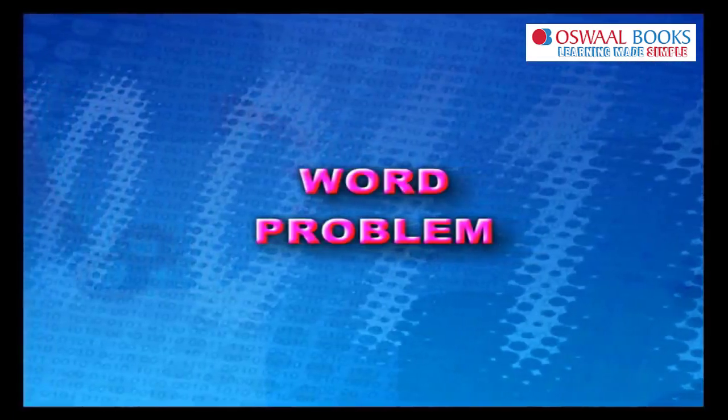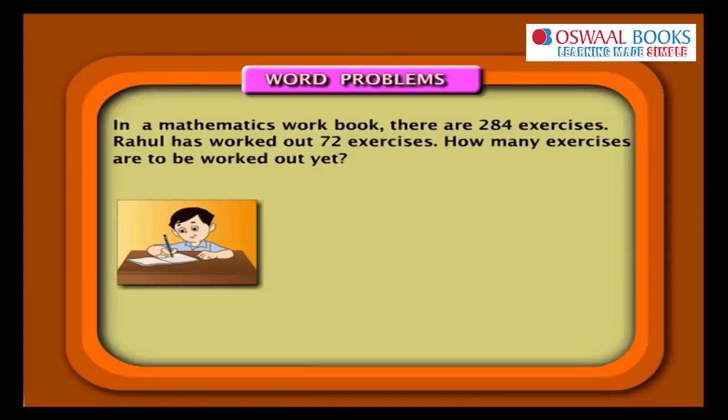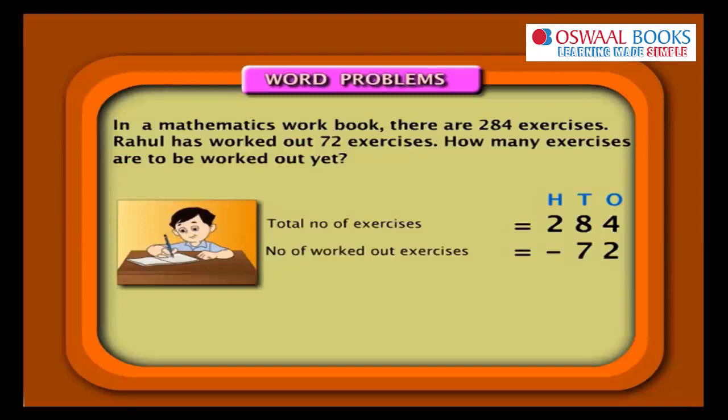Word problem. Example 1. In a mathematics workbook, there are 284 exercises. Rahul has worked out 72 exercises. How many exercises are to be worked out yet? Now, arrange the numbers in columns. The total number of exercises is equal to 284. The number of worked out exercises is equal to 72.